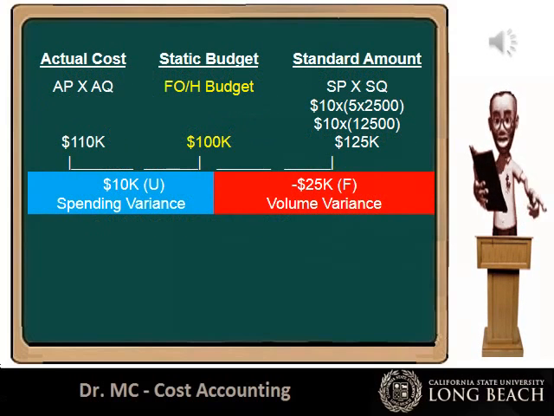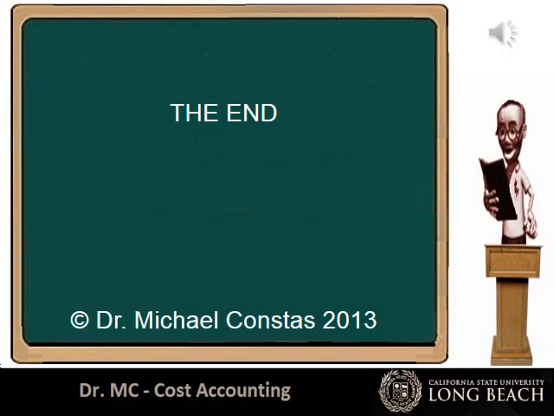Now we set up our 3 columns with the actual fixed overhead costs of $110,000 in the left column, the fixed overhead static budget of $100,000 in the middle column and the flexible fixed overhead budget of the standard price of $10 times the standard quantity of 12,500 direct labor hours, which was calculated by multiplying 5 direct labor hours times 2,500 units. This gives you an unfavorable fixed overhead spending variance of $10,000 and a favorable fixed overhead volume variance of $25,000. The end.